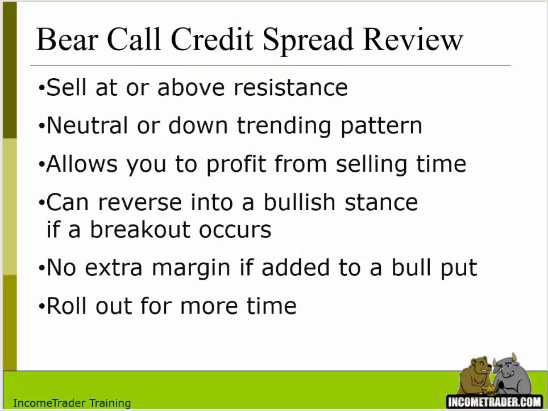So, bear call credit spread review. Folks, this is when we're going to take a stock, we're going to sell it at a resistance area. We're going to say, okay, as long as the stock can stay below this area, and again, I want you to say, based upon the stock's pattern, where is it not headed? You want to sell this area where the stock is not headed at all. And you want to find a neutral to a downtrending pattern. And this allows us to always profit from 3 weeks at a time, 6 weeks at a time, 6 days at a time, whatever your time frame is.